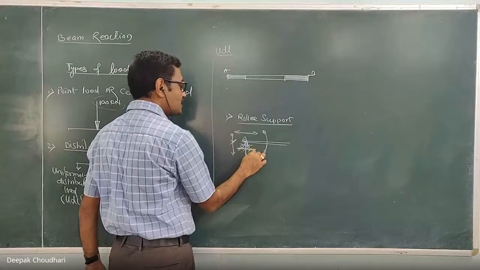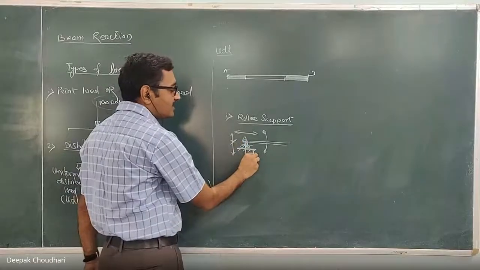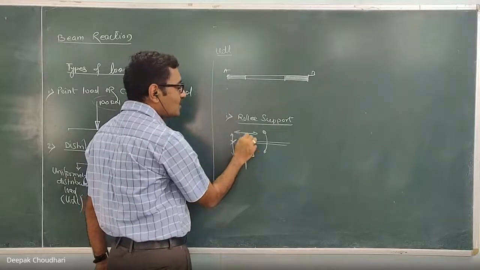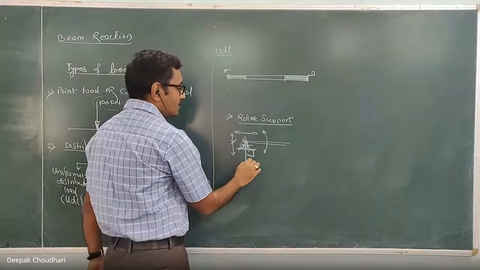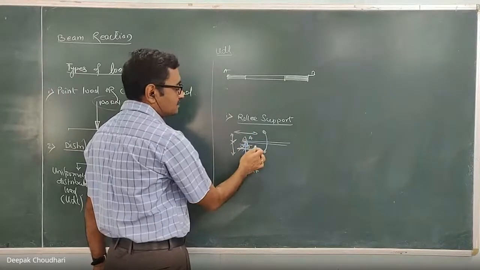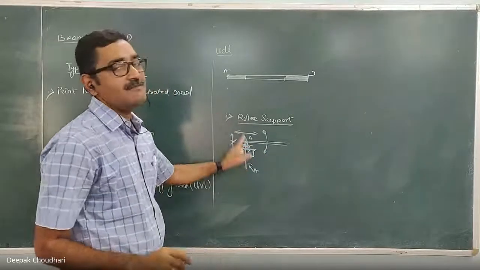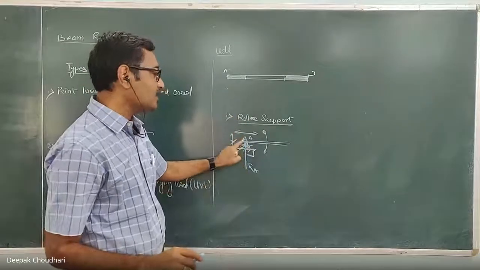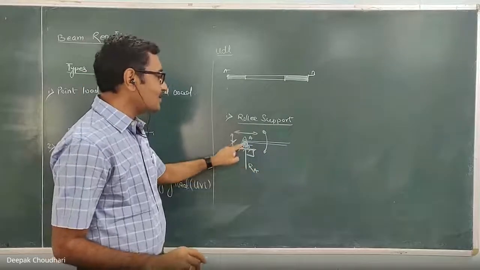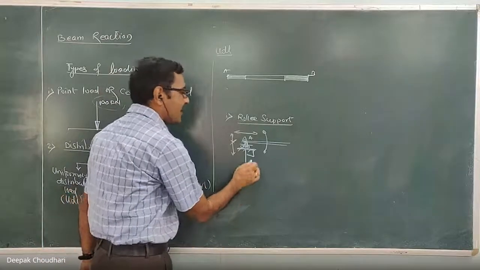जो direction में motion restrict होता है, reaction वो direction में induce होता है. So at the roller support, the reaction is always perpendicular to the supporting surface, and initially you have to assume the direction. If this point is A, then this will be the reactive force at point A, perpendicular to the supporting surface. Since the direction of this reactive force is known to you, there is only one unknown, and that is the magnitude of this reaction.